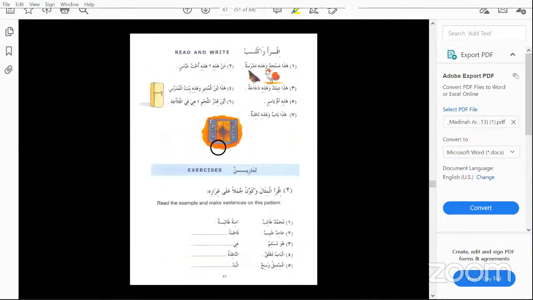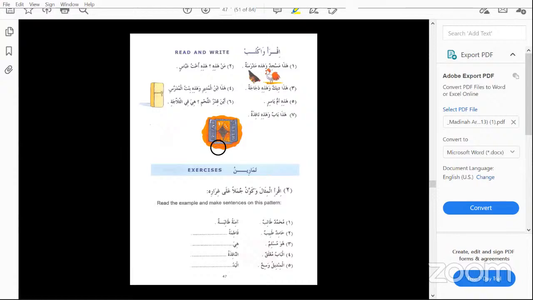Can you do the exercise underneath as well? Muhammadun talibun. Aminatu talibatun. Hamidun tabibun. Fatimatu tabibatun. Huwa muslimun. Hiya muslimatun. Al-babu muglakun. An-nafizatu muglakatun. Al-mindilu wasikhun. Al-yadu wasikhatun.